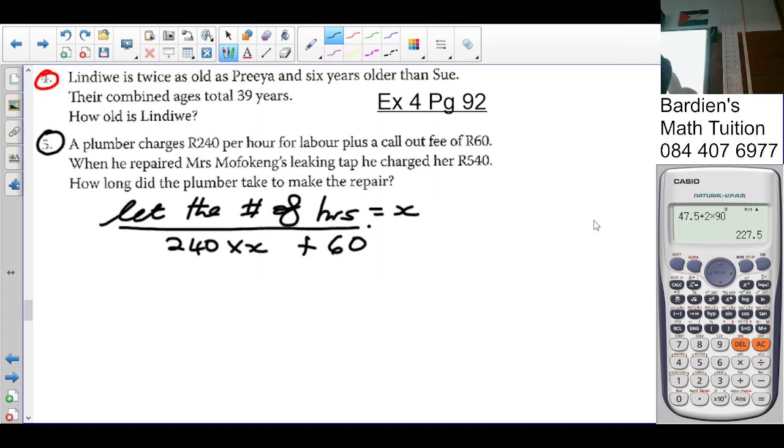Okay, the question is, how long did the plumber take to make the repair? So in other words, if you charge 540 Rand.